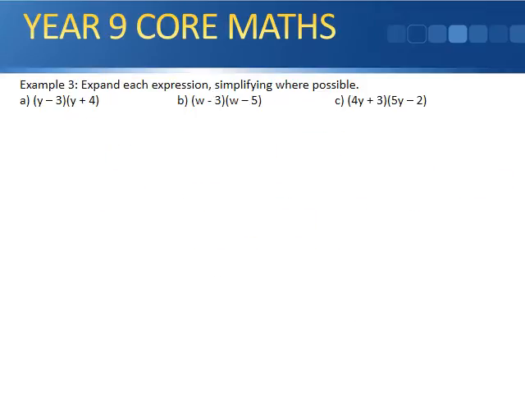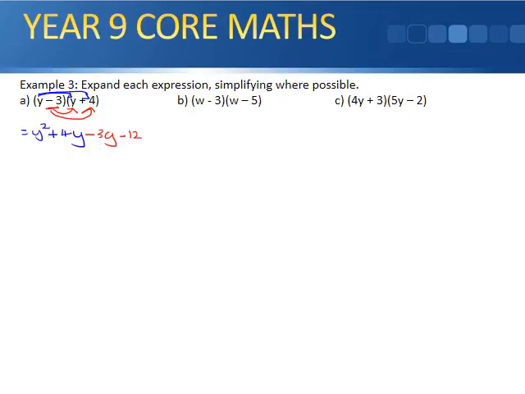The third example, expand each expression, simplify where possible. So again, same rules. Expand the y with the y times y squared. Expand the y with the positive 4, positive and a positive is positive, 4 times y is 4y. Then we're going to do the negative 3. The negative 3 with the y, negative and a positive gives me a negative, 3 times y is 3y. The negative 3 with the 4, negative and a positive gives me a negative, 3 4's are 12.